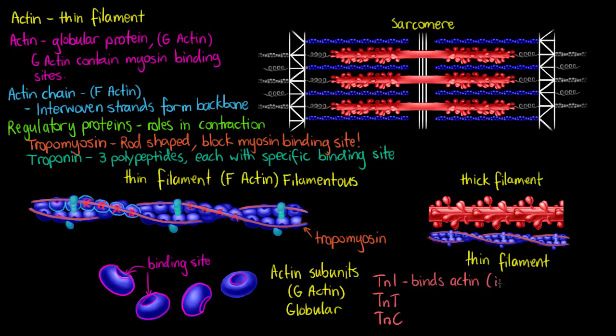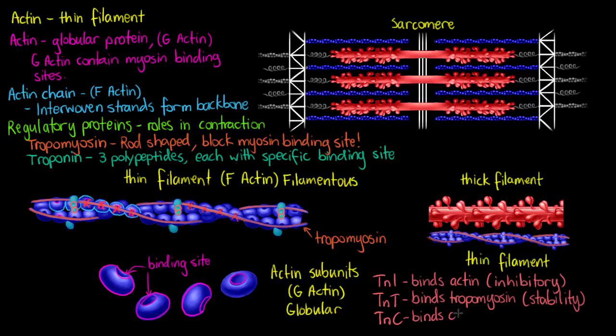Starting with our TNI, it's going to be what binds actin. So TNI binds actin, and it's going to be inhibitory. So it's inhibitory in its role. So remember TNI, I for inhibitory, and I've just circled it on the bottom of all of these 3 polypeptide chains. Now our second polypeptide is going to bind onto the tropomyosin, so our rod-like protein tropomyosin, and it's going to help with the stability of these coils in the thin filament. So it's helping with the stability, and I'll put that as the second polypeptide on the troponin there.